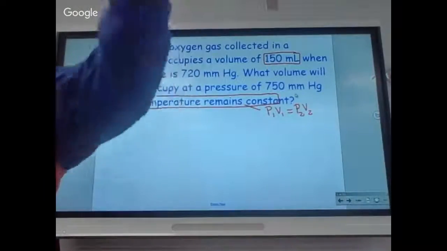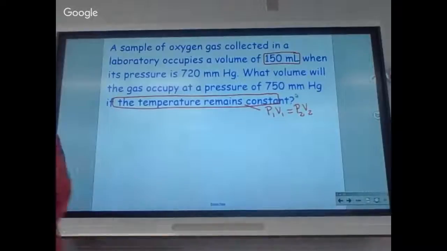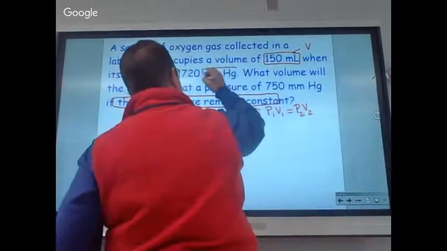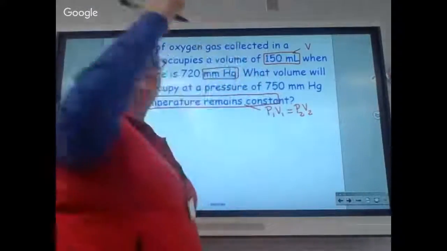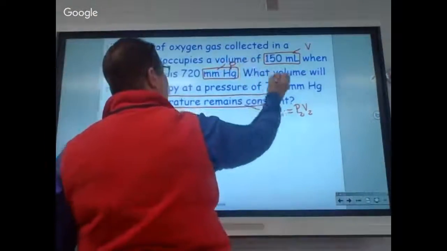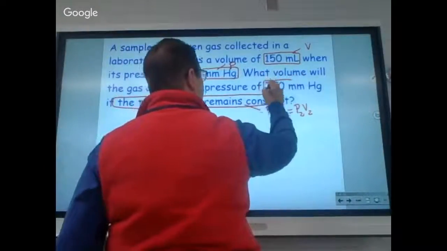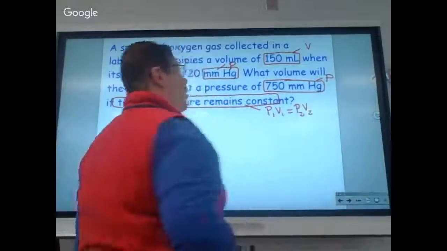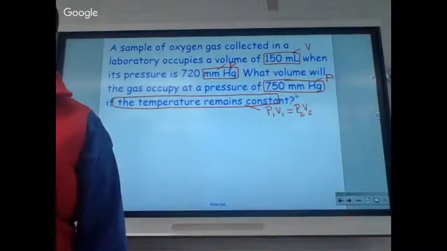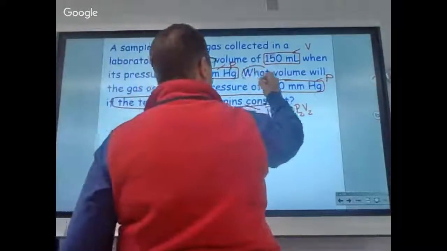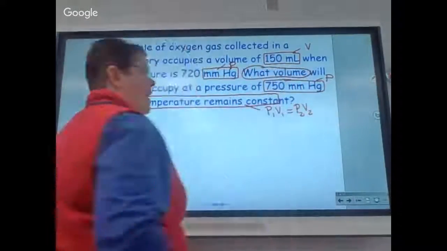Is it a volume, a temperature, or a pressure? That is so much better. All right. Is this a volume, a temperature, or a pressure? Thank you. Is this a volume, a temperature, or a pressure? Okay. What are they asking us to find? Find the question word. Volume is what they're asking us to find.